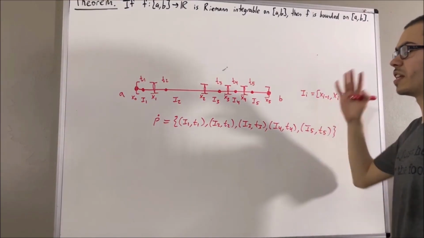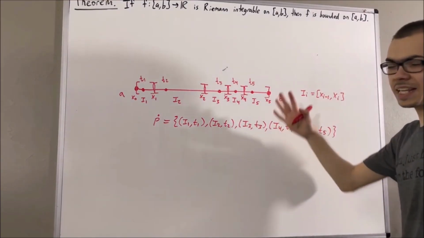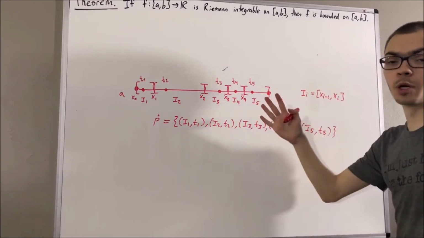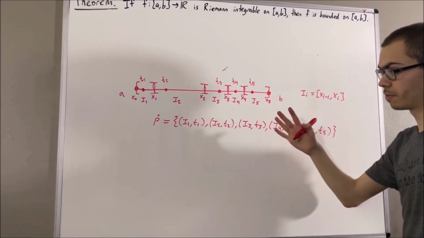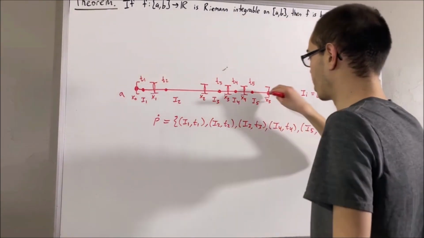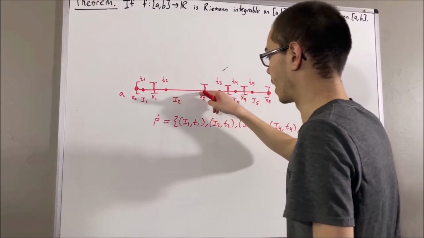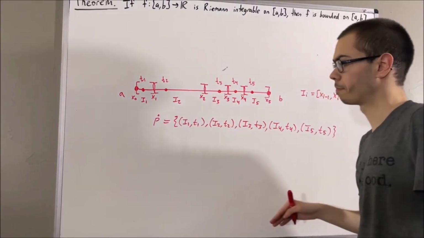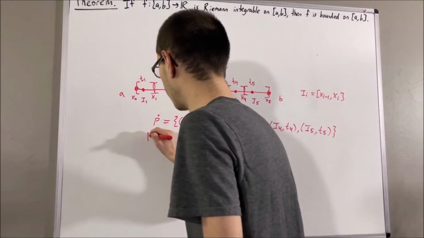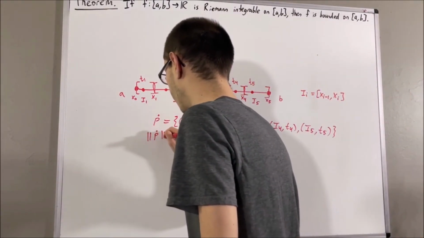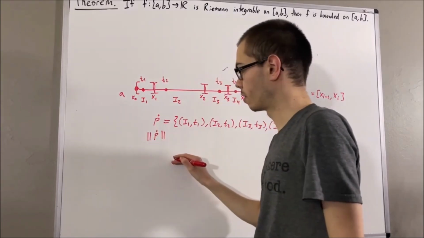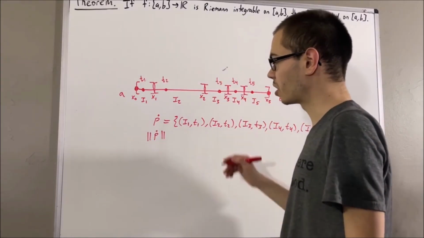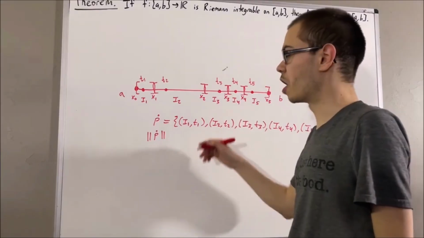Now, the norm of a partition is the length of the longest subinterval of the partition. So the norm of this partition would be the length of the subinterval I2. So in other words, it would be equal to x2 minus x1. And the way we symbolize the norm of a partition is with double vertical bars. So now, let's talk about the definition of a Riemann sum.